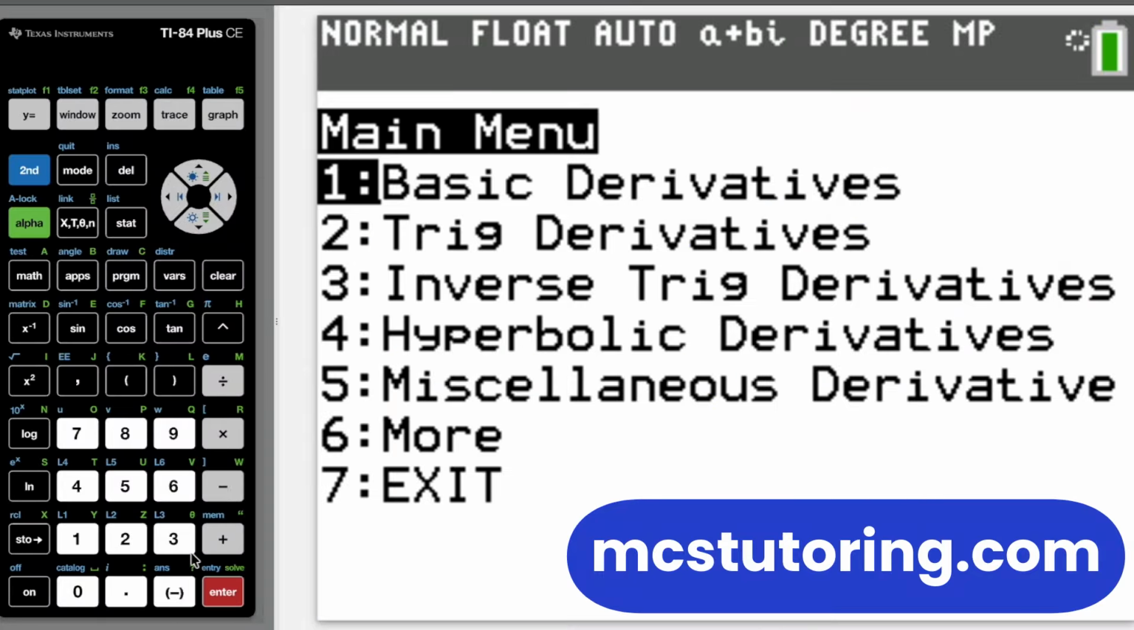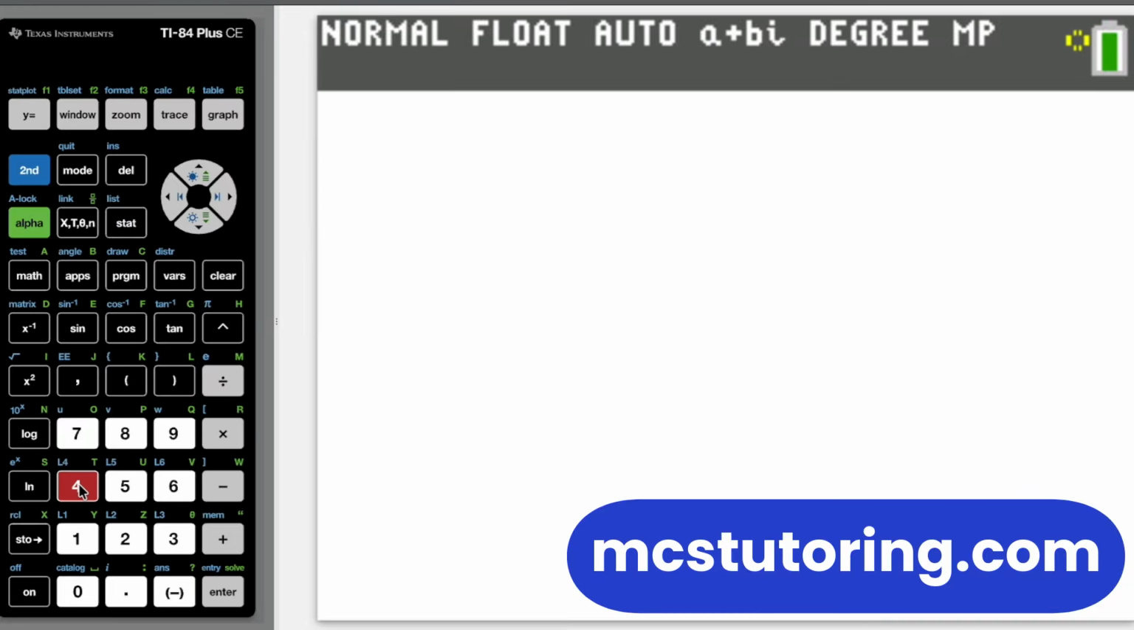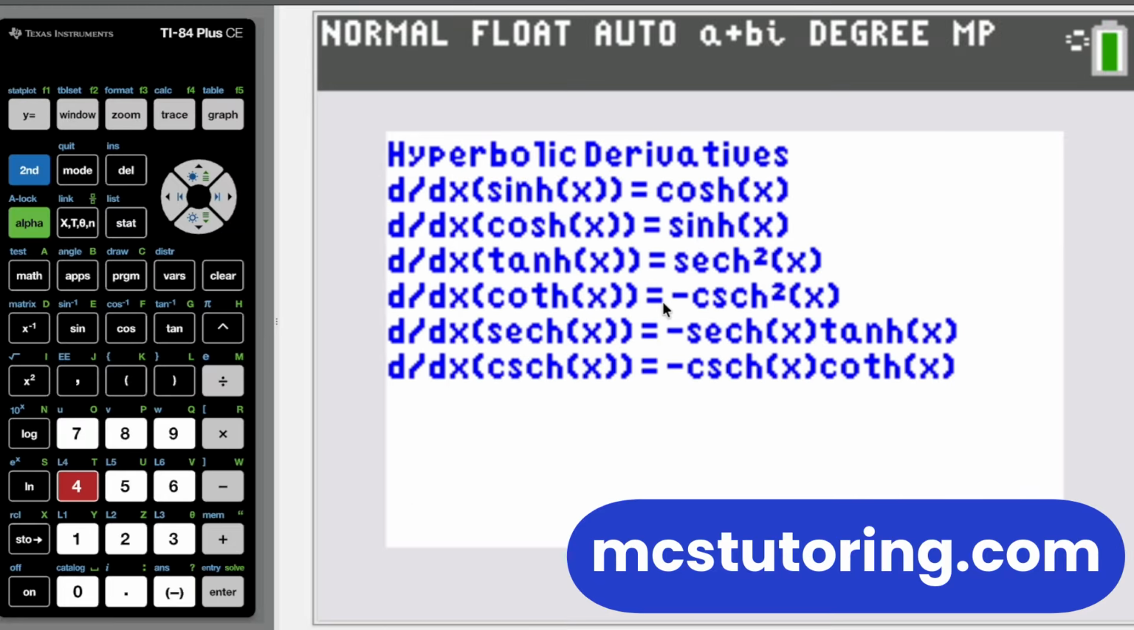So we go on. Hyperbolic derivatives. There we go. Sorry about that. Sinh, cosh, tanh, hyperbolic cotan, hyperbolic secant, hyperbolic cosecant. So these are examples right here.